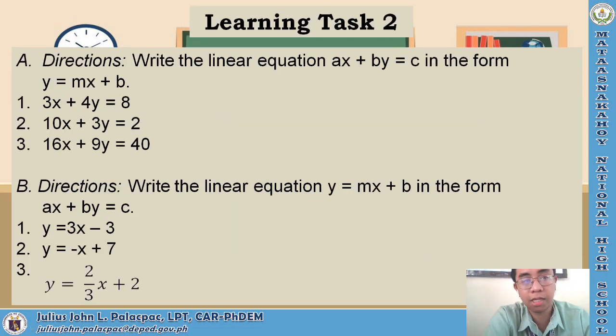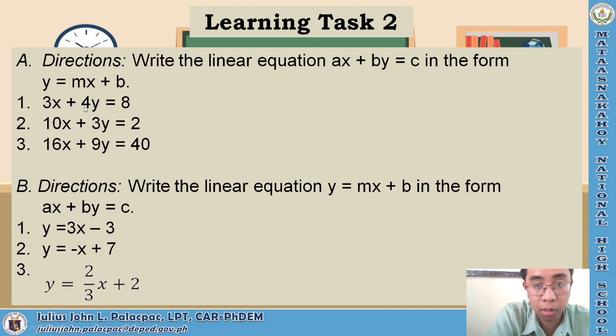Okay, for our learning task 2, write the linear equation ax plus by is equal to c in the form y is equal to mx plus b. Number 1, first we will eliminate 3x on the left side. So we'll add -3x to both sides. So we will have 4y is equal to -3x plus 8.